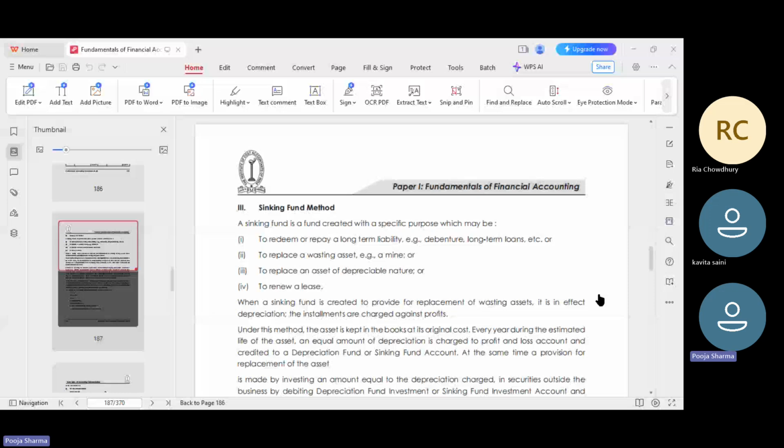A large costly replacement means we have to buy a big machine having a cost of maybe 50 lakhs or 60 lakhs. We can't arrange that at once. We need long-term planning for it. So for such kind of investment, we use the sinking fund method.